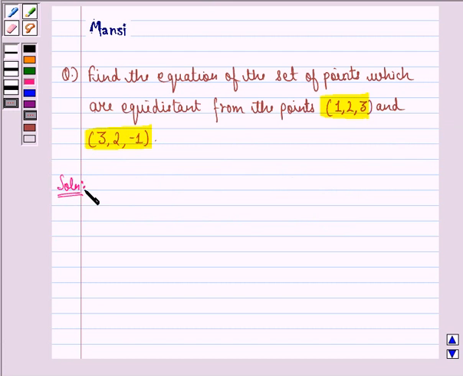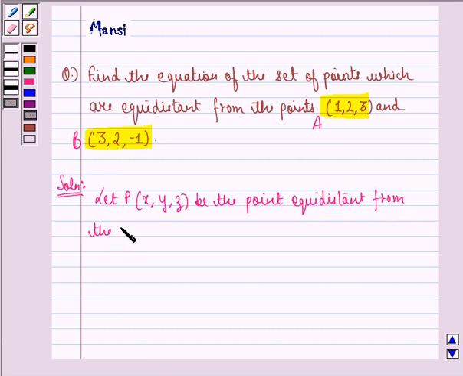Here, the two given points are point A, that is (1, 2, 3), and point B, that is (3, 2, -1). Let P, a point with coordinates (x, y, z), be the point equidistant from the points A, that is (1, 2, 3), and B, that is (3, 2, -1).